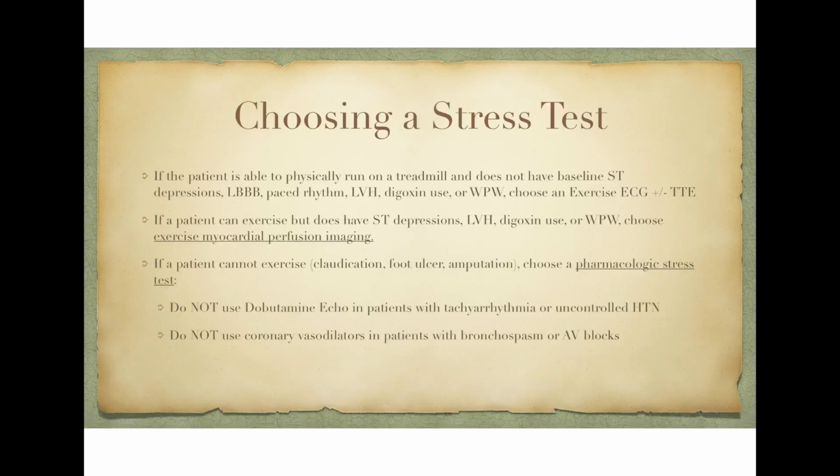If the patient can't exercise for several reasons, you have the option of choosing a pharmaceutical stress test, and you'll have to pay close attention to the patient's other comorbidities to decide which pharmaceutical agent you're going to use. You shouldn't use dobutamine as your stress agent in any patient with a tachyarrhythmia or severe uncontrolled hypertension, because dobutamine can worsen those conditions. And you should not be using coronary vasodilators like adenosine in patients with bronchospasm, because it can worsen that, and AV blocks, because it's a very powerful AV blocking agent.